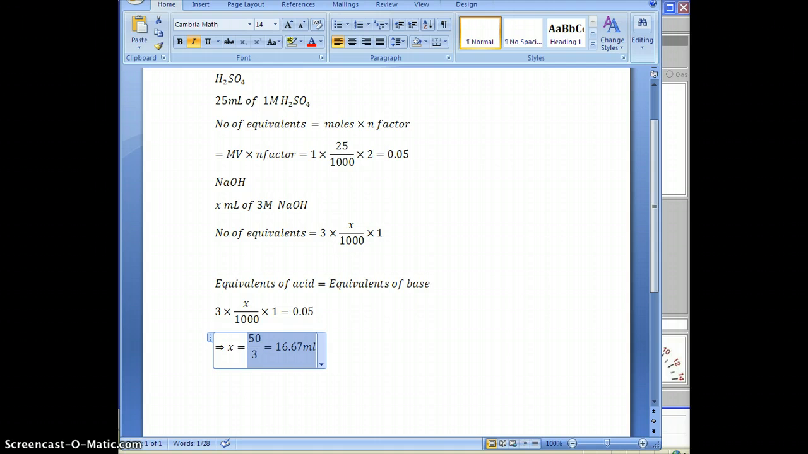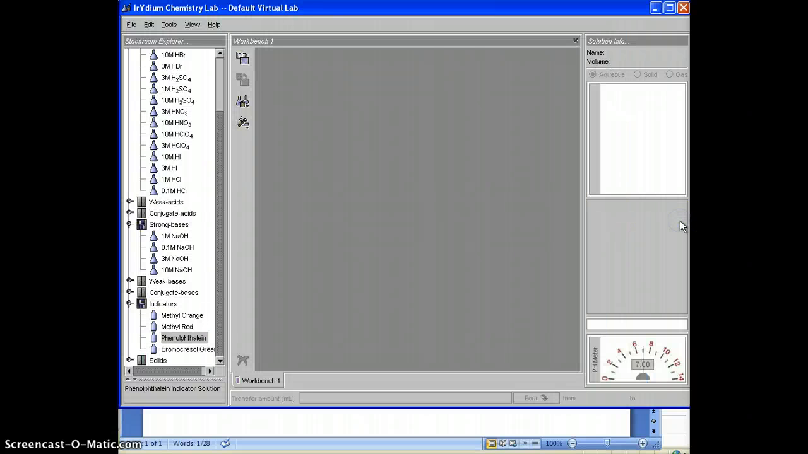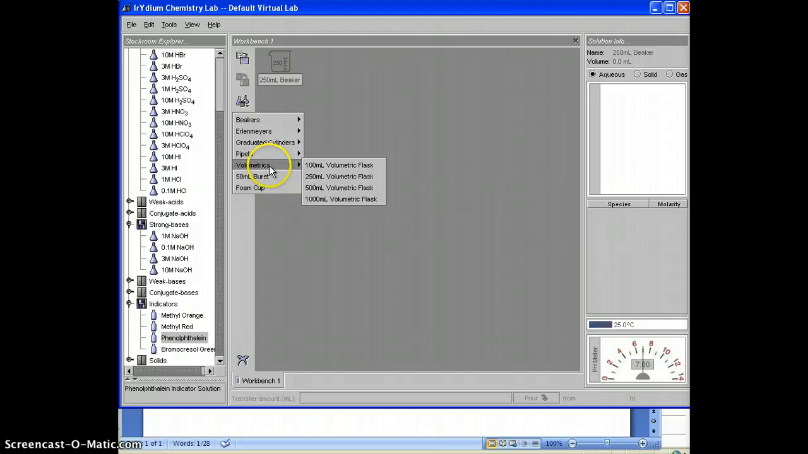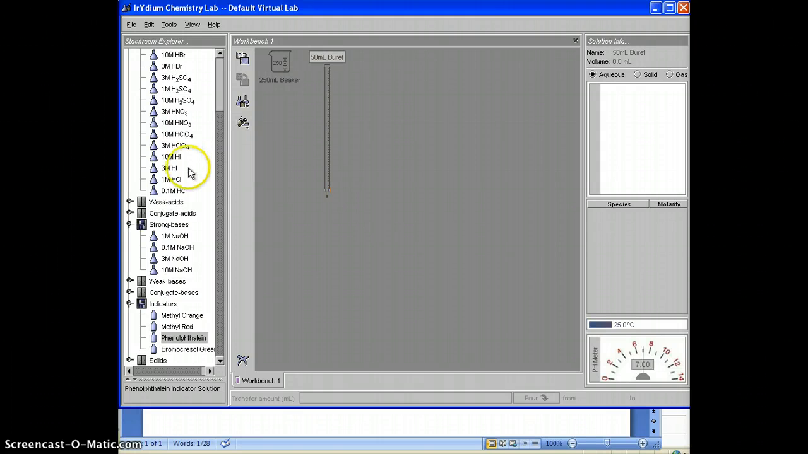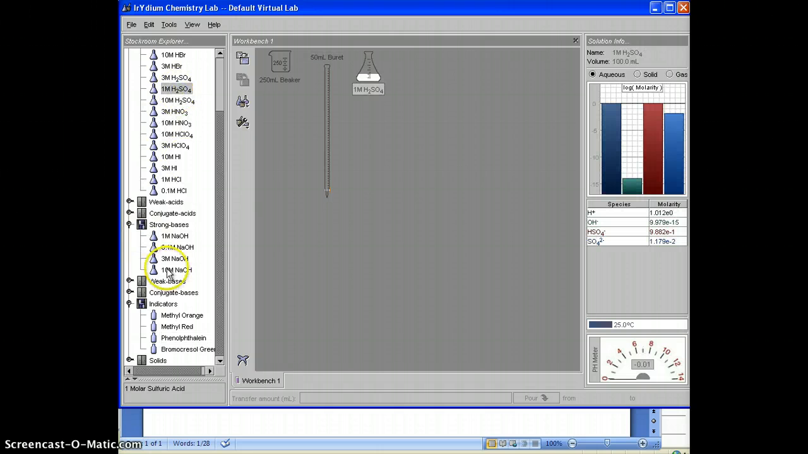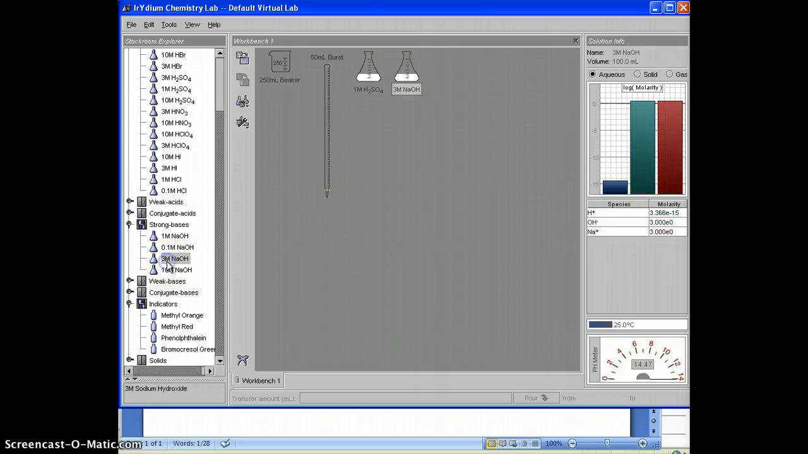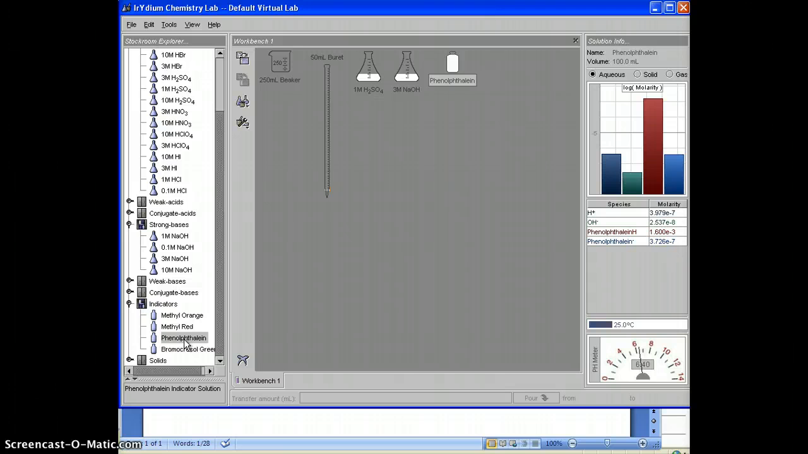Now let's try and do this experiment in a virtual lab and see whether this is exactly what happens. Here's our lab. Let's first assemble what we need. We're first going to need a beaker. We're going to need a burette. And this is how you would do it in an actual lab. Our materials are 1 molar H2SO4, and I've got that here. I need 3 molar sodium hydroxide, I've got that here. And then finally, I need an indicator. I'm going to choose phenolphthalein. Phenolphthalein is colorless in an acidic medium, but turns pink when the solution turns basic.